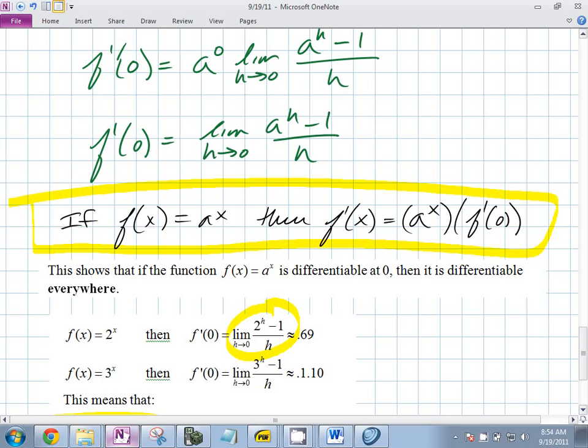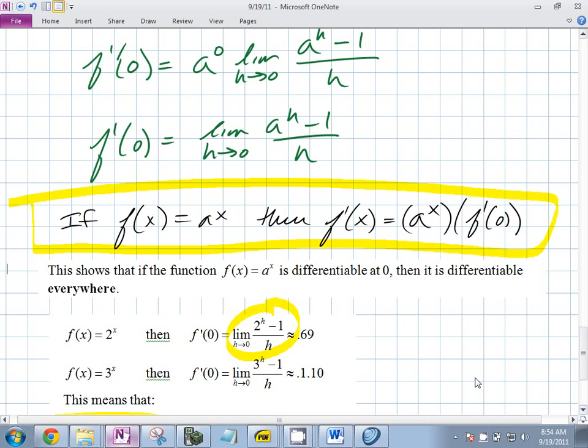Equals f of x. Is that pretty cool? A function is the derivative of itself. We've just shown that maybe there is a function whose derivative is itself. Is that pretty cool? Yeah. Would that be pretty neat to know? Yeah, it would be pretty neat to know.